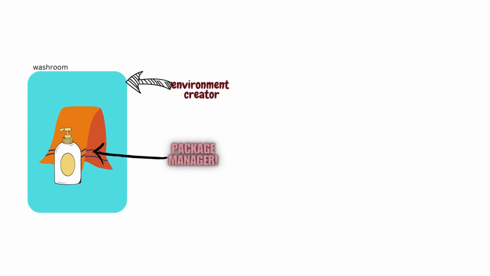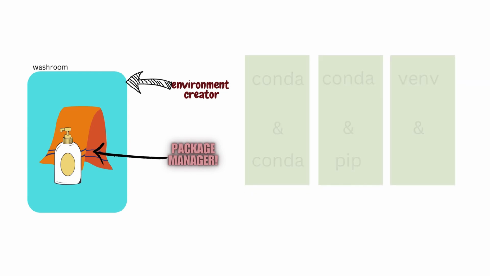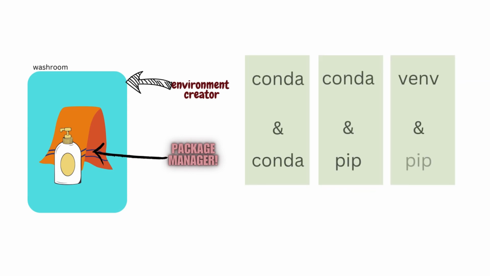So now we know that to create a virtual environment, we need an environment creator and a package manager. So what are the options that we have? We have these many options to use. However, conda as an environment creator and pip as a package manager is used very often because it has certain advantages. You might think, why not use conda for both environment creator and package manager? However, conda has certain limitations as a package manager. Hence, pip is preferred as a package manager.